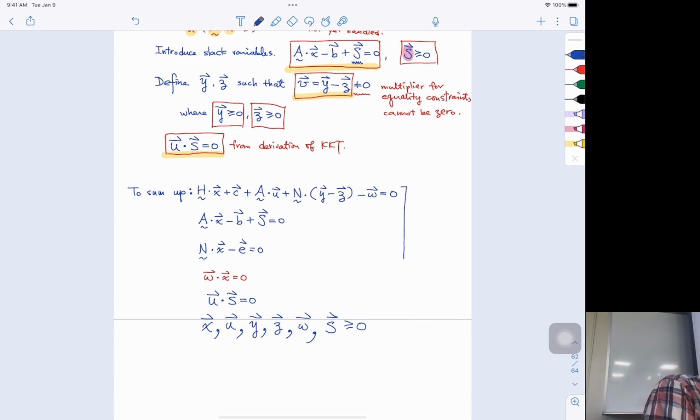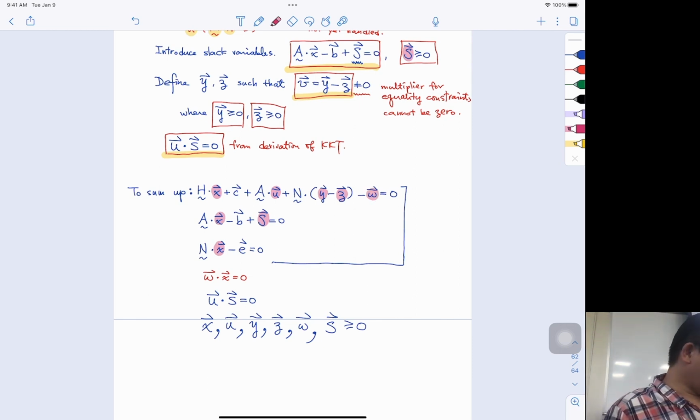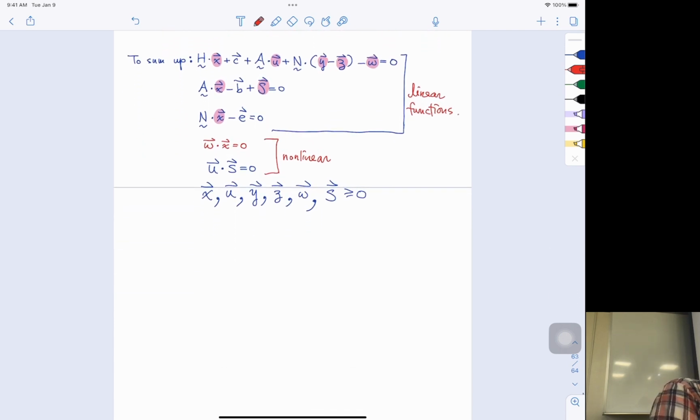Let me show you where the variables are. The red ones are variables. The non-highlighted ones are just coefficients. So from here you can tell the first three are truly linear functions. But these two are still nonlinear because you have w times x, where w and x are variables, and u times s. They are nonlinear, so we may need to do something with them later on. So let's focus on the linear equations, the first three, and then put them in a certain order.